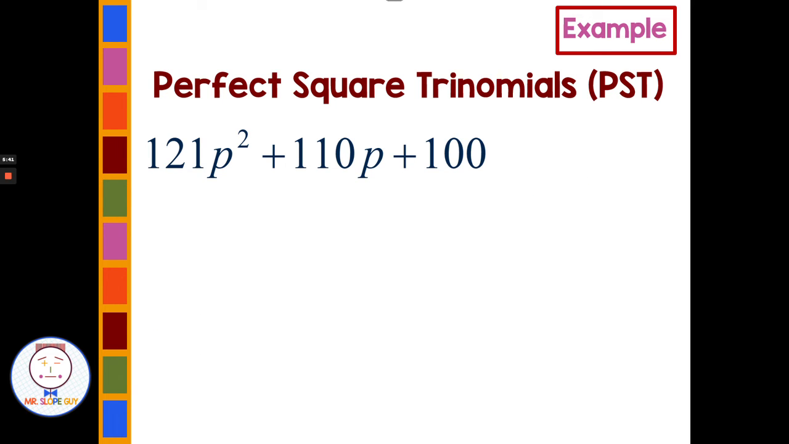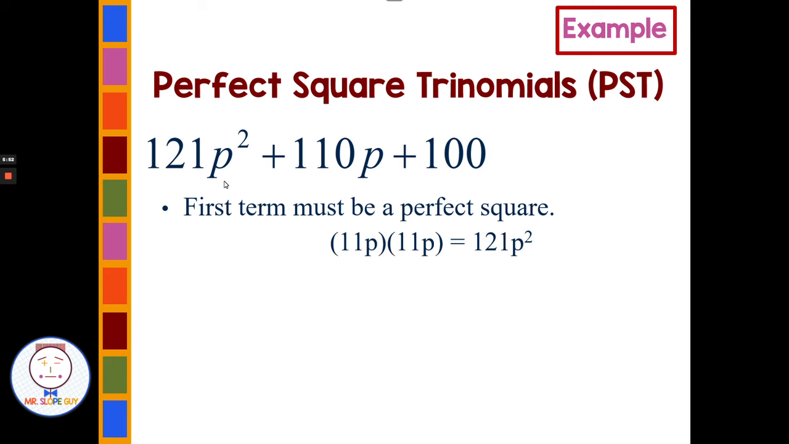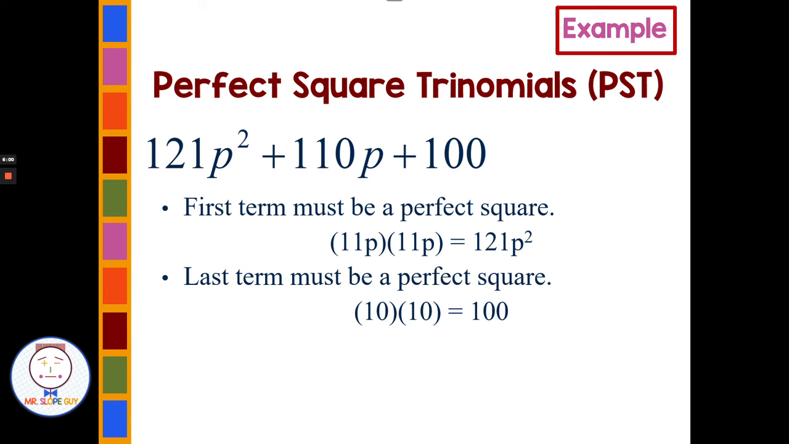All right, let's try this one. We got some big numbers to deal with. We got 121 p squared plus 110 p plus 100. We have a trinomial. The first term is a perfect square. 11 times 11, or 11p times 11p is 121 p squared. The last term is 100. 10 times 10 is 100.